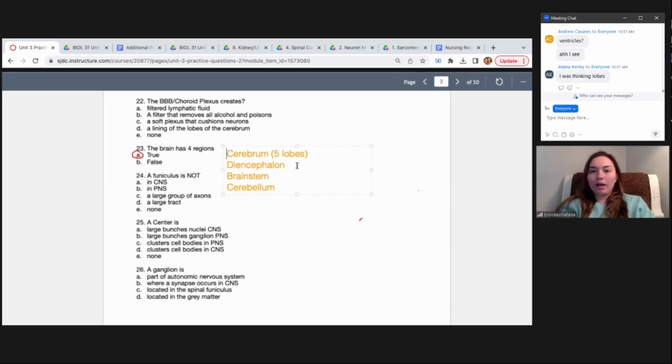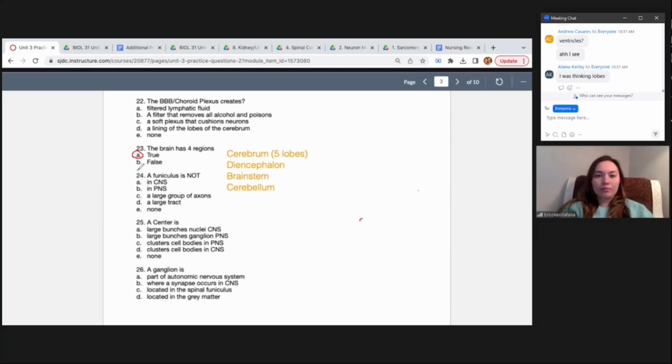Good? Diencephalon, we know, has the thalamus, the epithalamus, and hypothalamus, and brainstem has the medulla, the midbrain, and the pons, and then the cerebellum has only the cerebellum.